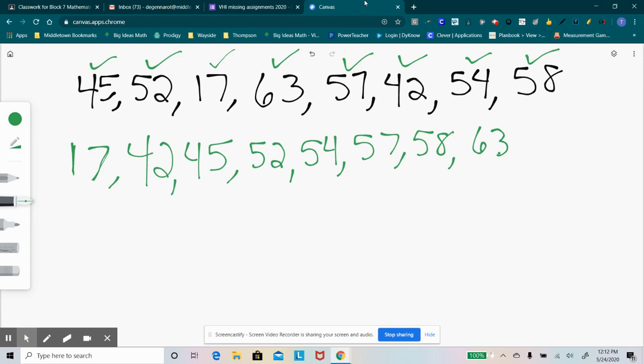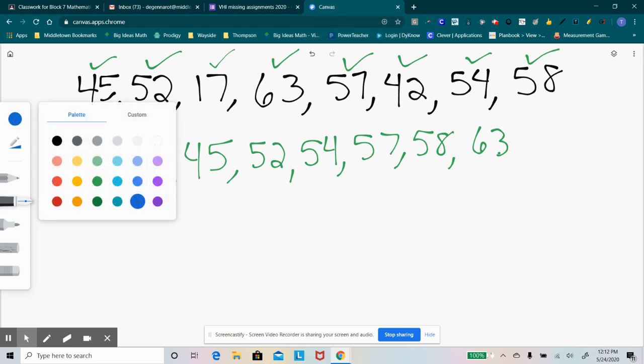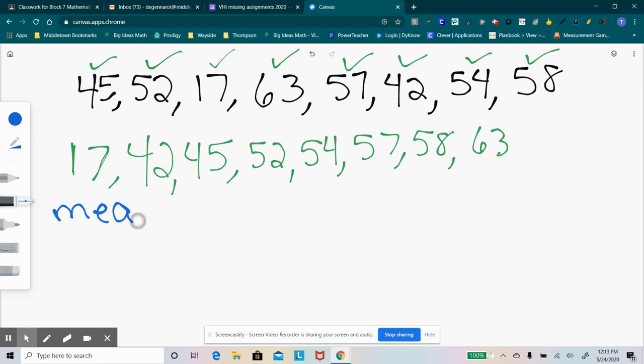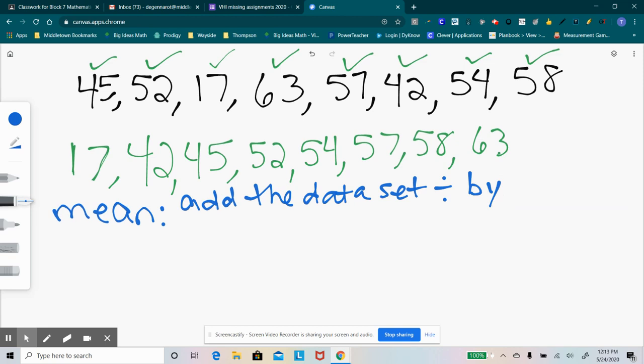All right, so we are going to do, I'm going to make this a little thicker. Okay, so we're going to find the mean first. All right, and we learned about all the definitions on how to find mean, median, mode. So we're going to do this again, but this time we're going to make sure we include the outlier. So that means we're including all of our data set. So to find the mean, you're going to add the data set and then divide by how many you have.